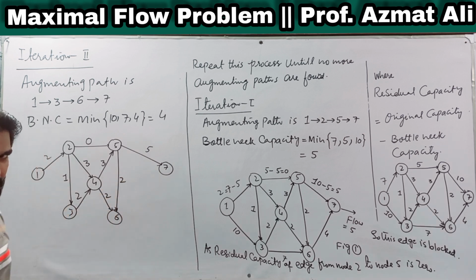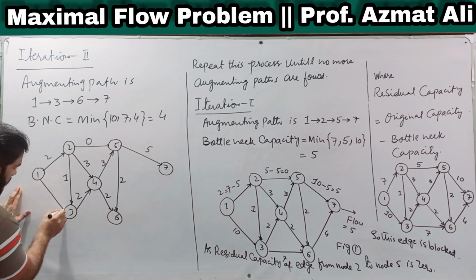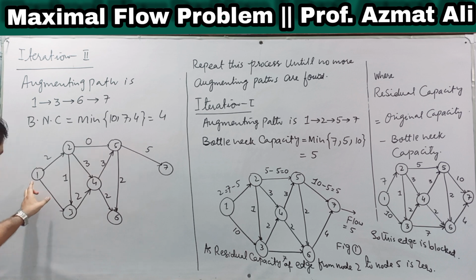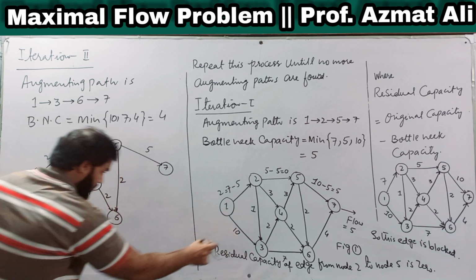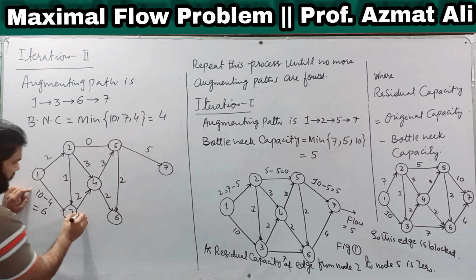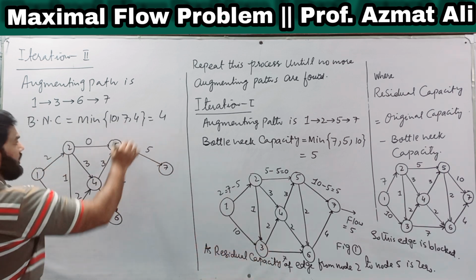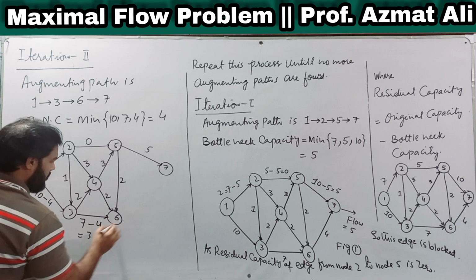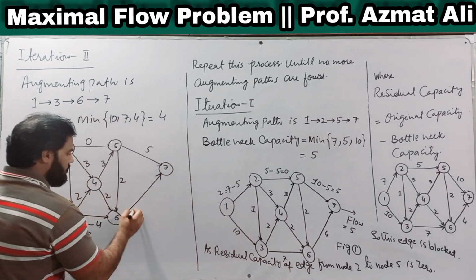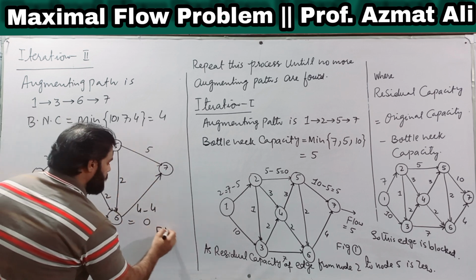Now the remaining capacities will be changed, as these capacities are associated with our augmenting path. So the residual capacity of the first edge will be 10 minus the bottleneck capacity, which is 10 minus 4, equal to 6. Second, here the capacity is 7 units, residual capacity is 3. For node 6 to node 7, the residual capacity will be original capacity minus bottleneck capacity, which is 0. This is figure 2.